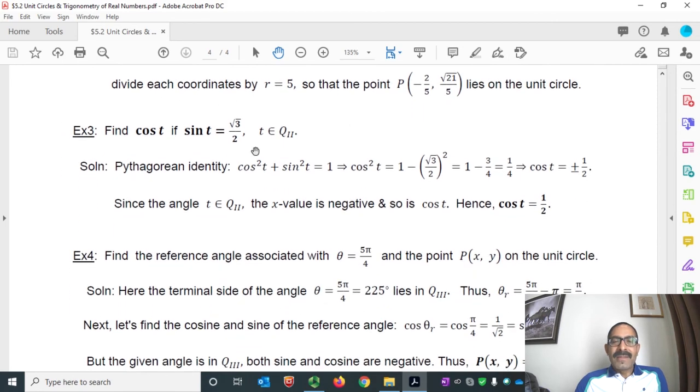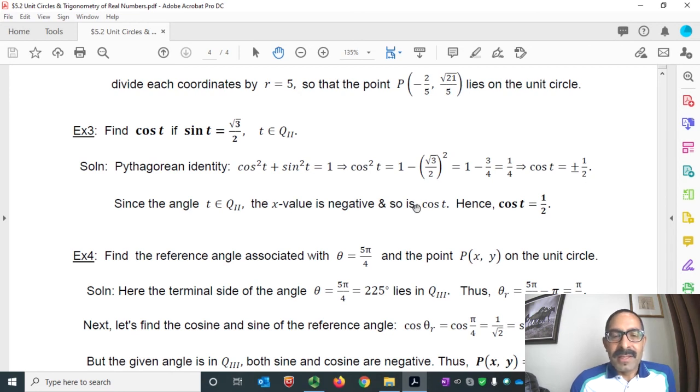Example 3. Find cos t if sine t is radical 3 over 2 for t in the second quadrant. So we are given the value of sine t, so let's use the Pythagorean identity. We know cosine squared t plus sine squared t equals 1. So cosine squared t as it is, then 1 minus, let's put the value of sine t. Sine t is radical 3 over 2, so sine squared t means radical 3 over 2 squared. Take this to the right side by subtracting. In the next step, 1 as it is. The radical and square cancel in the numerator, and in the denominator we multiply 2 times 2, which is 4. So we have 1 minus 3/4, which is 1/4. Then take the square root of both sides. That means cosine t equals plus or minus 1 over 2.